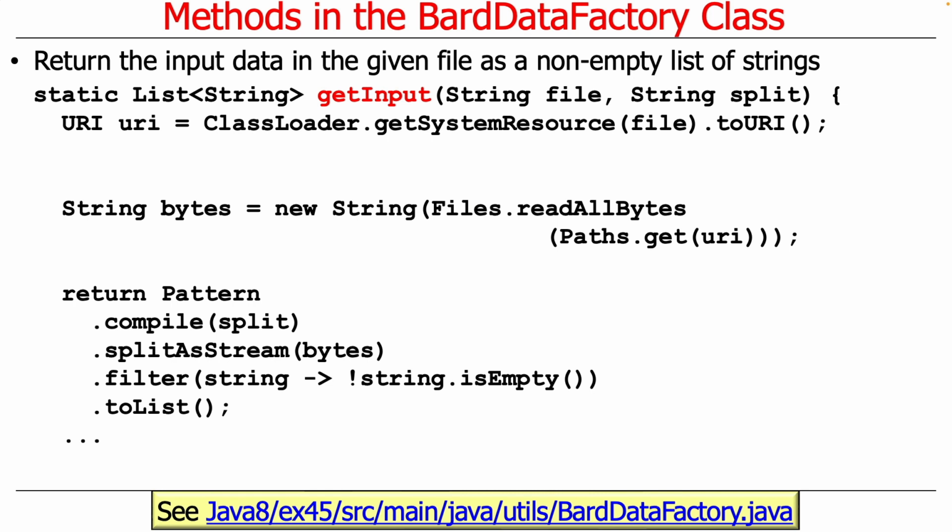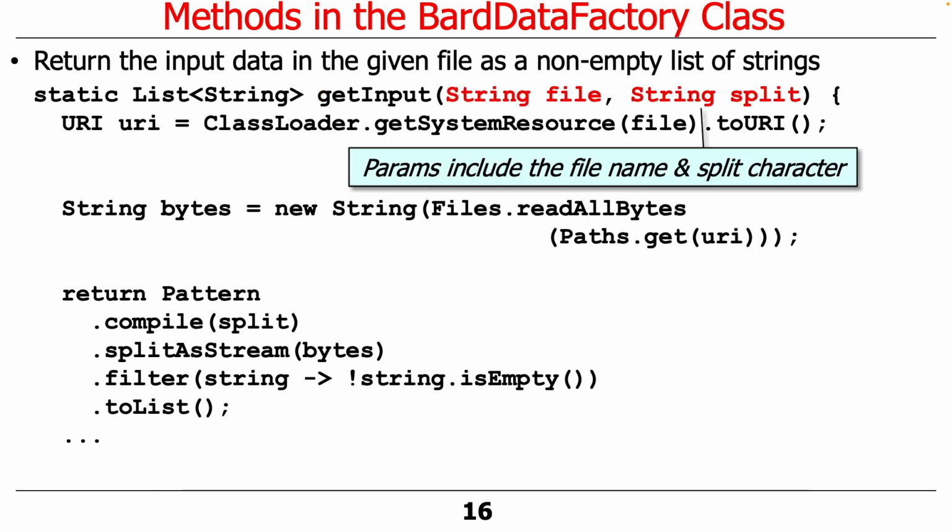So let's look and see how this works. This is the getInput method. The getInput method returns the input data in a given file as a non-empty list of strings, and it takes the file name and the splitter as parameters.